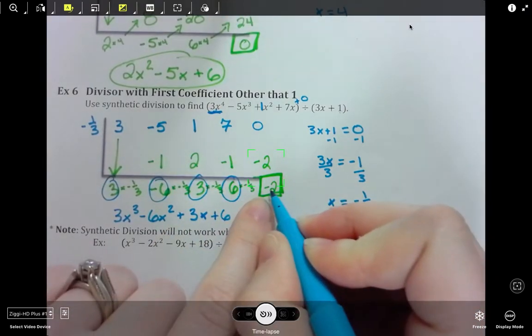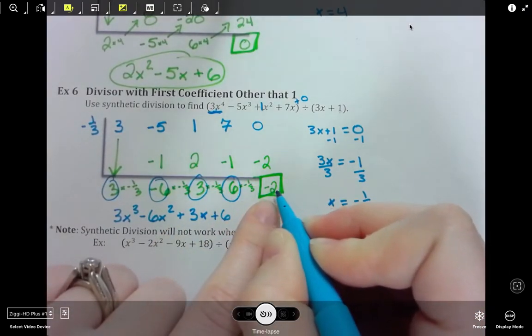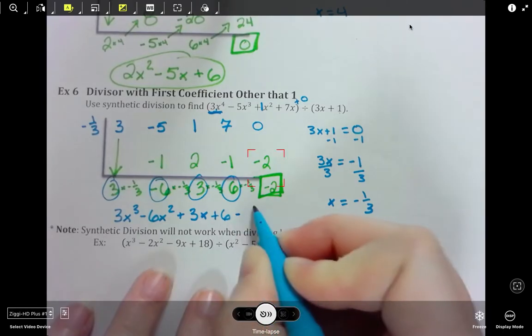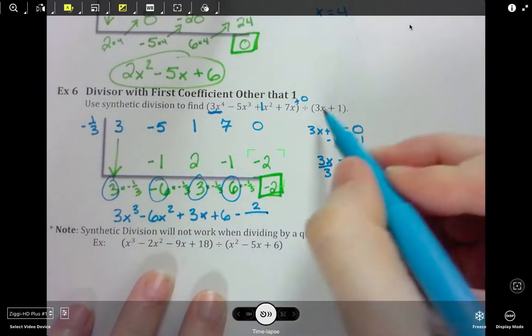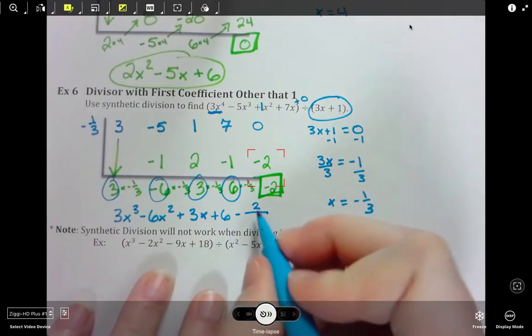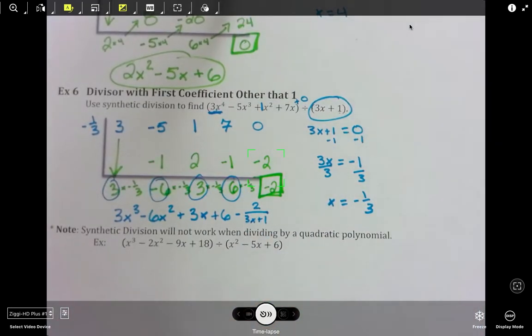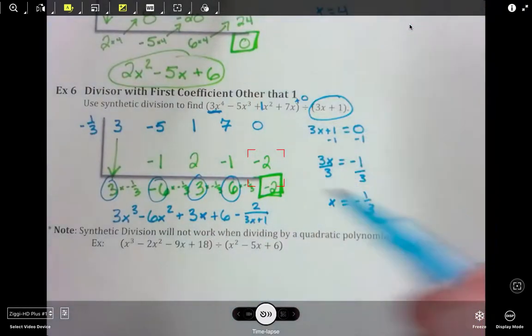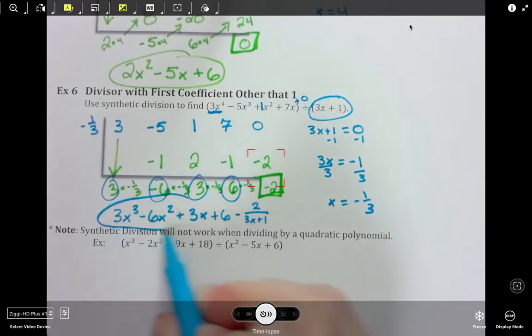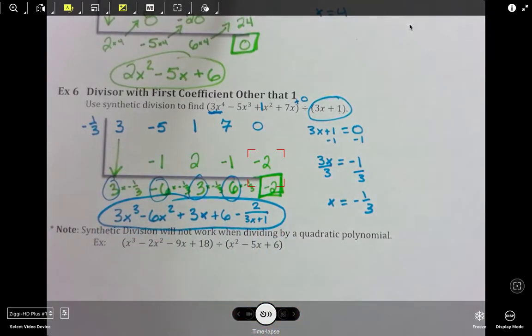Now, my remainder is negative 2, so I'm going to do minus 2 over what I was dividing by, which was 3x plus 1. Minus 2 over 3x plus 1, because that's what my remainder was. So this one had a remainder, this one did not. Sometimes you will and sometimes you won't. All right, so that's what it looks like, okay?